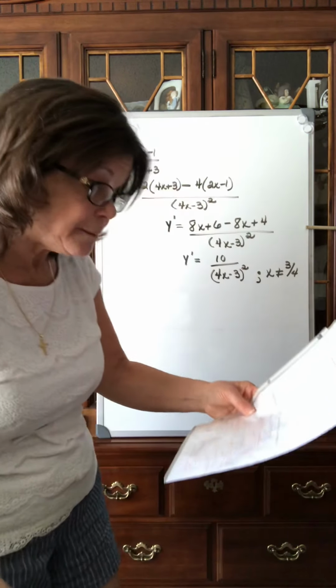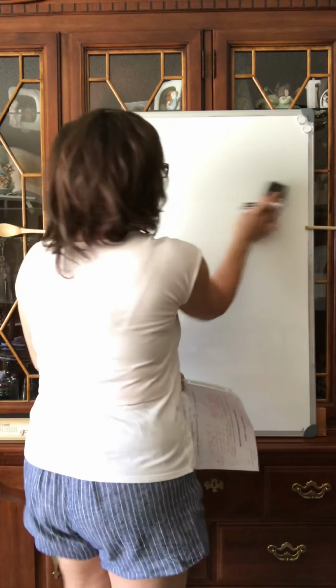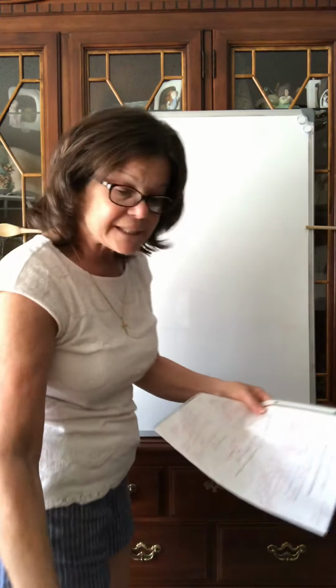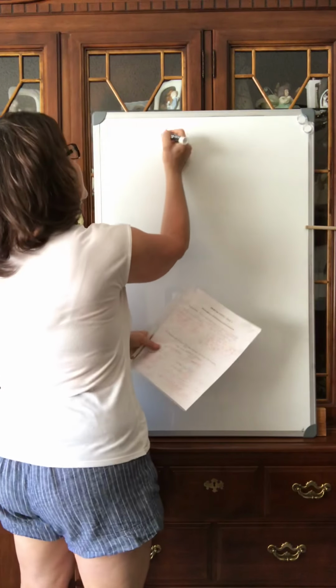Let's try another one. Let's do example number 4, which is a quotient rule. And remember, please stop the video, write something down, understand it, stop it, write something down, understand it. Okay, here's example number 4.